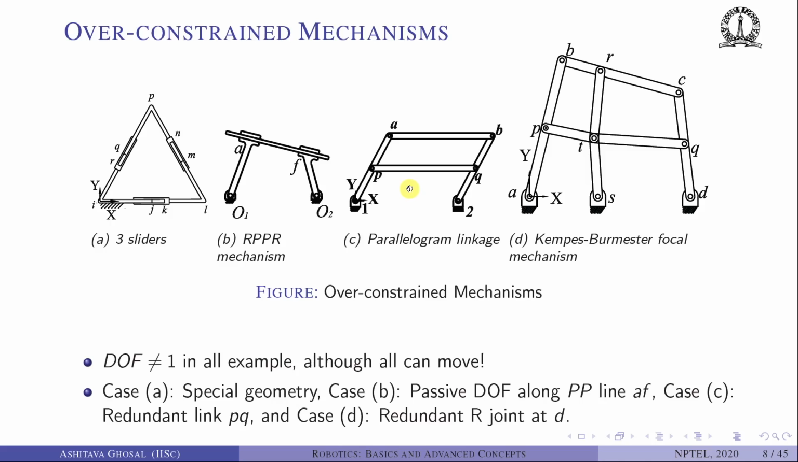So if you now calculate again the degree of freedom according to Grubler-Kutzbach criteria, you will see that the degree of freedom is less than 1. Okay, so in this case there is a redundant link PQ.